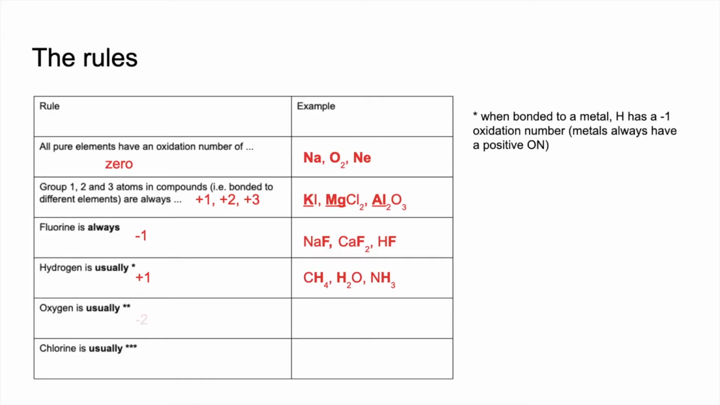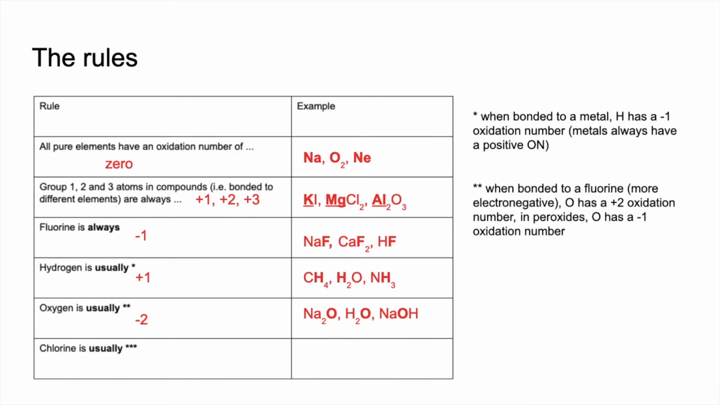Next rule, oxygen is usually -2. So here's some examples of when oxygen is -2. So when is it not -2? Well, the first example is when it's bonded to fluorine, and that's because fluorine is more electronegative than oxygen. So it has to be +2. And in something called a peroxide, oxygen has a -1 oxidation number.